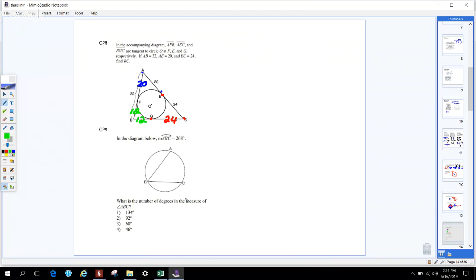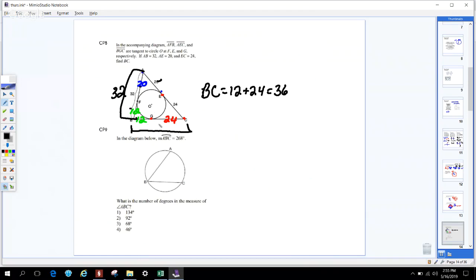So now we can figure out what it asks us for. It asks us to find BC. So how are we going to find this thing? What do we do with those two numbers? Add them up. BC is going to equal 12 plus 24. That's it. Sure, because this whole side said 32. So because I knew this piece was 20, 32 minus 20 left me with 12.